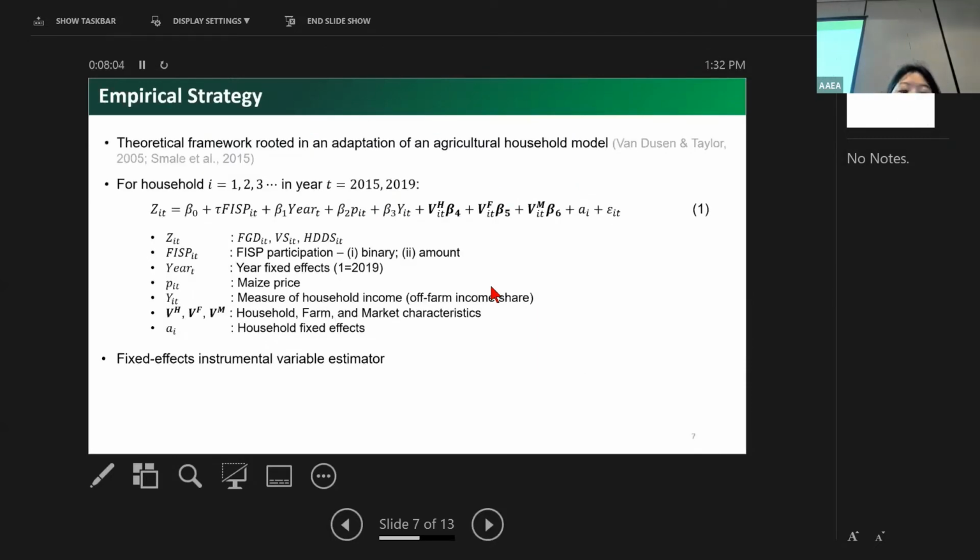So this is our regression equation. Here, the outcome variable can be either food group diversity, value of sales, or household dietary diversity score. And then we have our main variable of interest, the FISP participation. We have year fixed effects, staple crop price P, and household income measure Y. And then we have household, farm, and market characteristics, the vector B. And then finally, we have household fixed effects A, which control for time-invariant household-specific factors. And we are using fixed effects instrumental variable estimation.